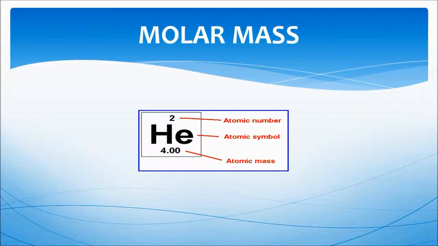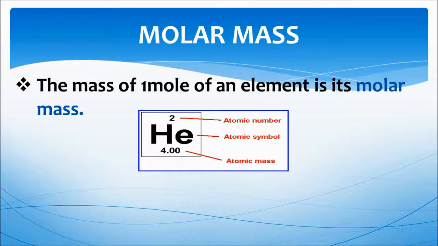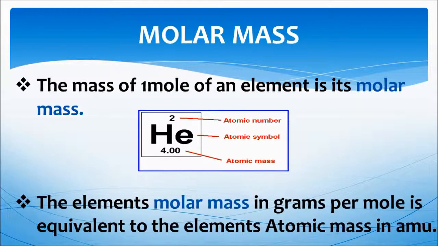You will notice in your periodic table that the elements are surrounded by the atomic number as well as the atomic mass. The mass of 1 mole of any element is called its molar mass, and the element's molar mass in grams per mole is equivalent to the element's atomic mass in AMU. So in the periodic table, you're seeing the atomic mass in AMU, or atomic mass units, and that is equivalent to the molar mass in grams per mole of that element.